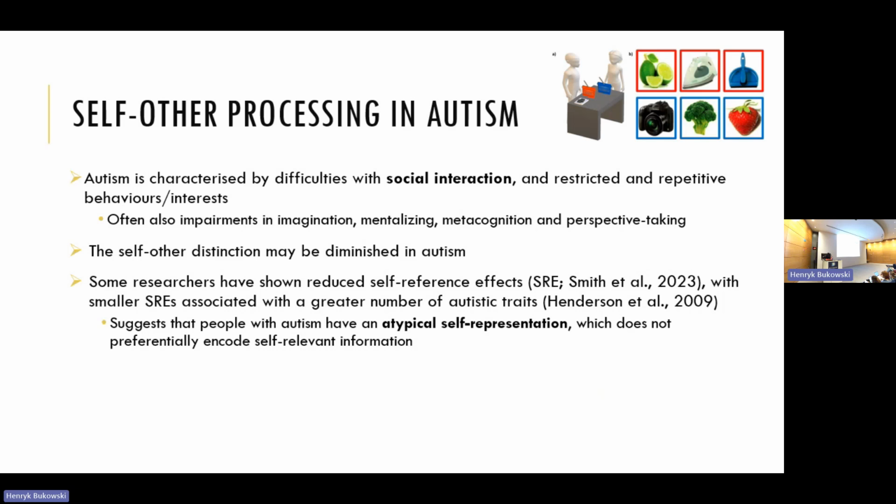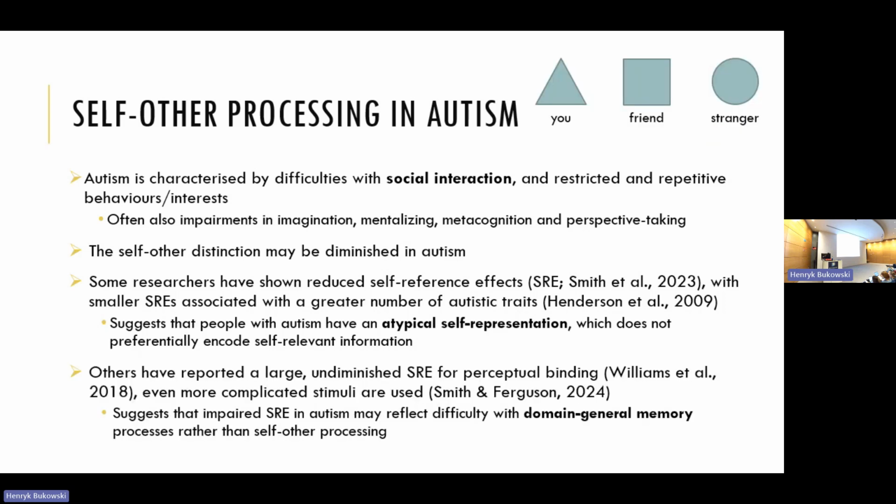In these studies, participants typically have used the memory encoding task, such as this shopping one, and have found that autistic adults have a reduced or absent self-reference effect. That is, they don't show this preferential memory recall for items that have been encoded according to the self. And also those self-reference effects, or the size of those, are correlated with the number of autistic traits that those individuals hold. So this suggests that maybe there is an atypical self-representation in autism, and that they don't have this preferential automatic encoding of self-referential information.